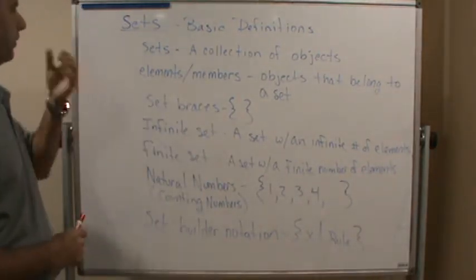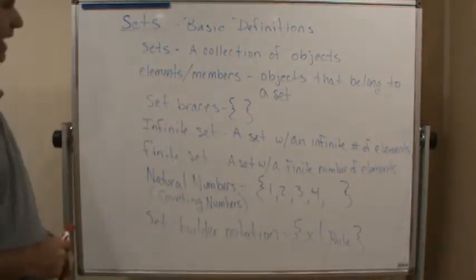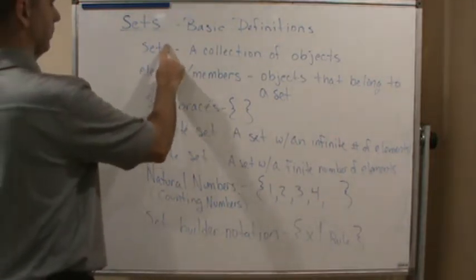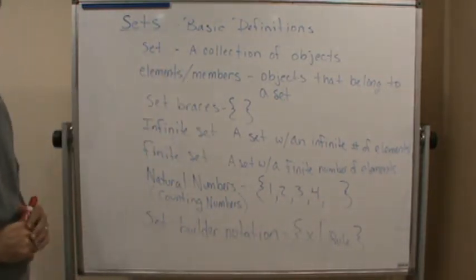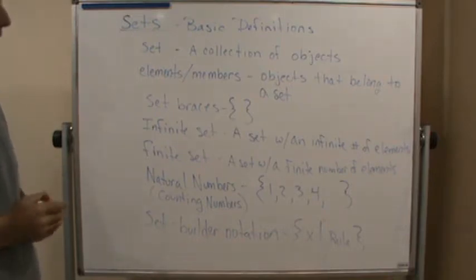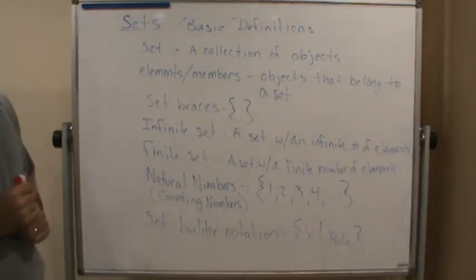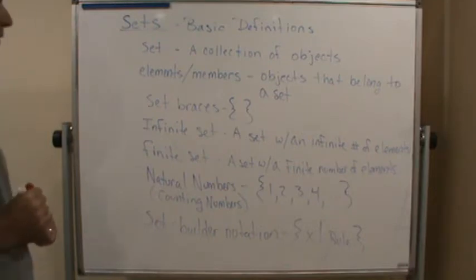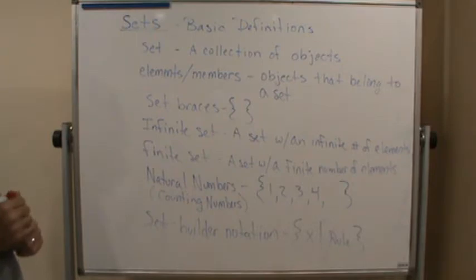And so we start with the basic definition. So what is a set? A set is a collection of objects. That's it. So it could be a set of cars, it could be a set of marbles, it could be a set of colors, it could be a group of political party affiliations. So it's just a collection of objects, and those objects can be defined accordingly.